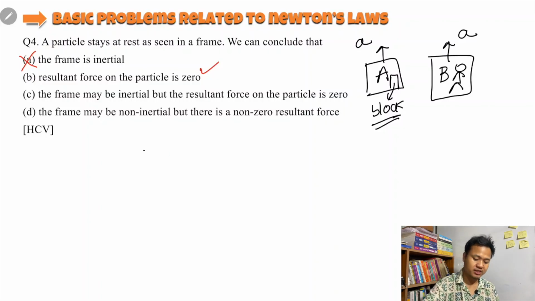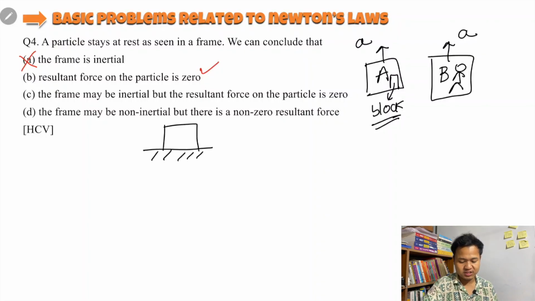A simple example: a block is resting on a table, and you are watching that block from the ground. The ground is an inertial frame. The block is at rest, so the resultant force on the block is also 0. Okay, so that means the third option is correct. So this is properly correct.